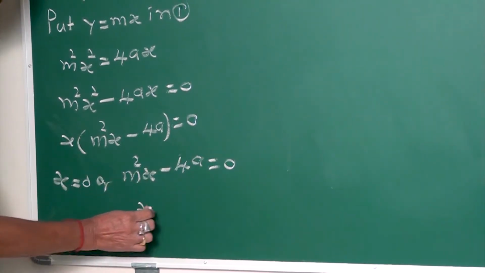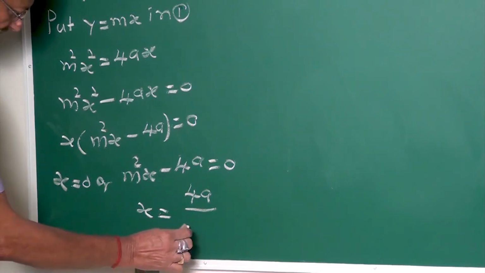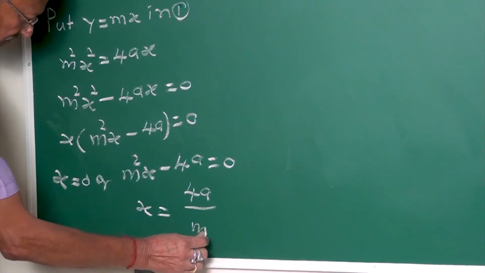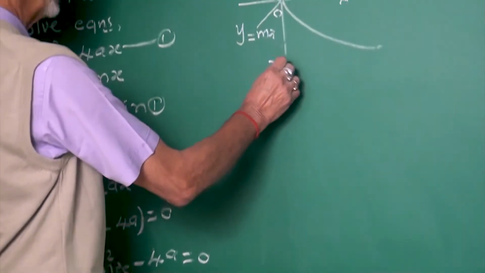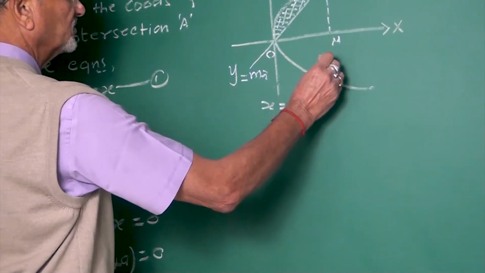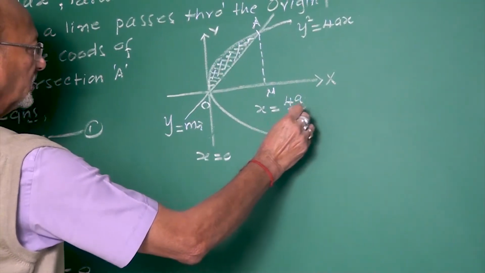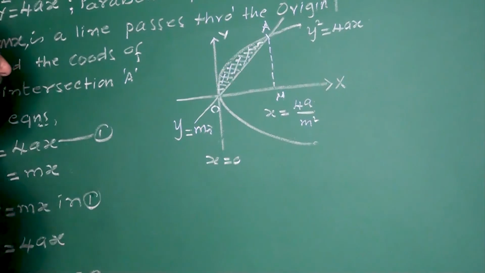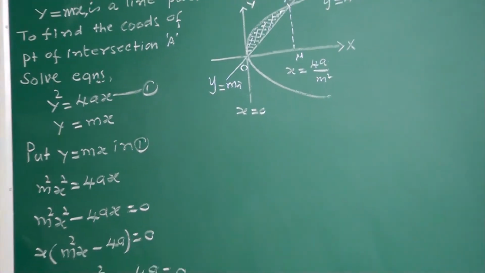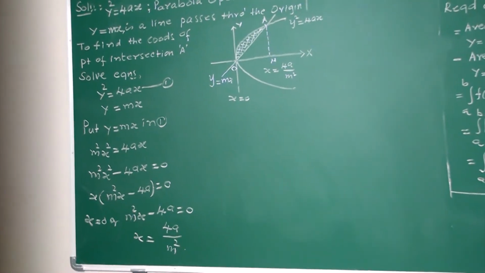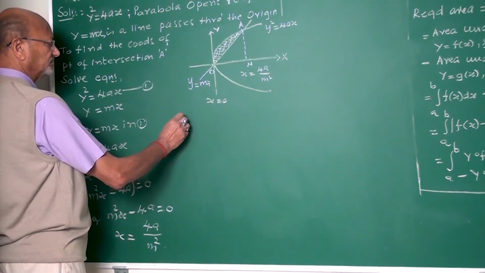Get the value of x from this. Therefore, x equal to 0, my friends, or x equal to 4a upon m square. These are the limits of integration. After finding these limits of integration, directly you start with the required area.